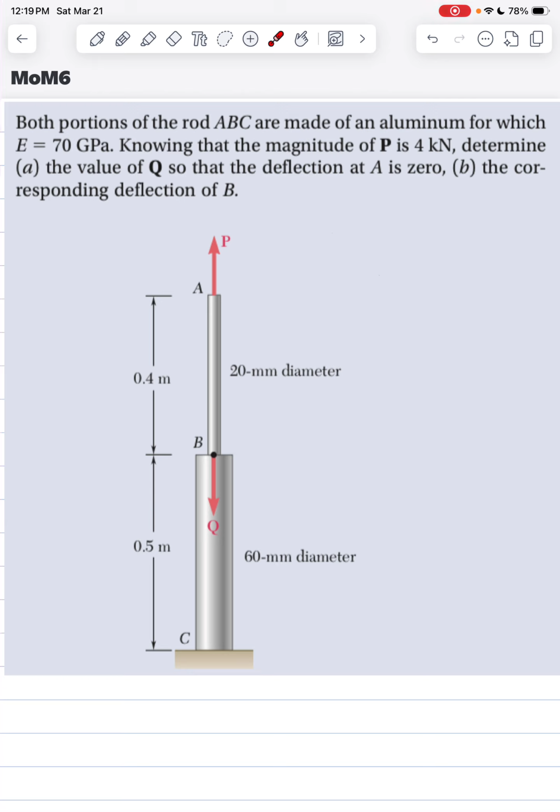Knowing that the magnitude of P is 4 kilonewton, determine the value of Q so that the deflection at A is 0. Now for deflection, we know that to be the force times the length divided by the product of the area times its Young's modulus, right? So we need to find this for each component: P_AB, P_BC, which is also Q here, then A_AB, A_BC. E is the same for both because it is the same material. That's a material constant, a material property, right?